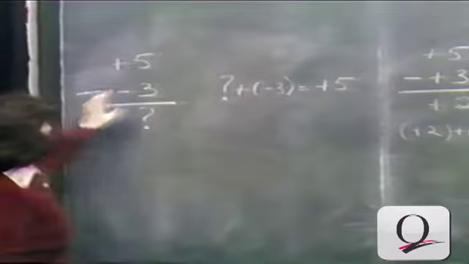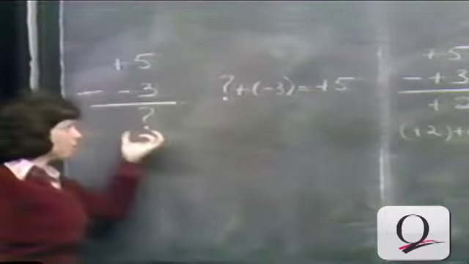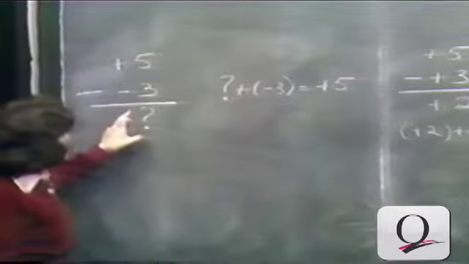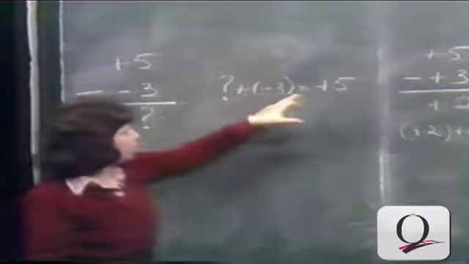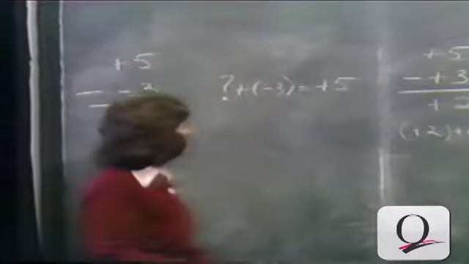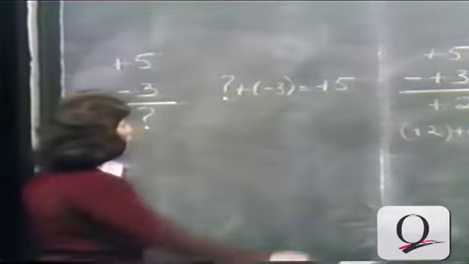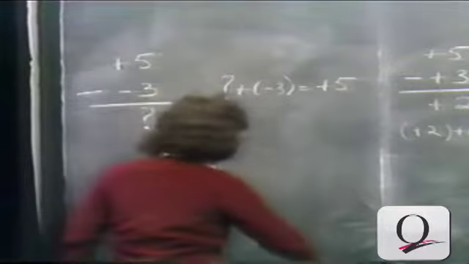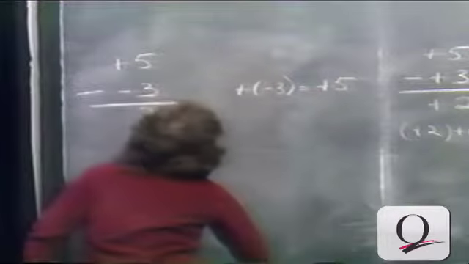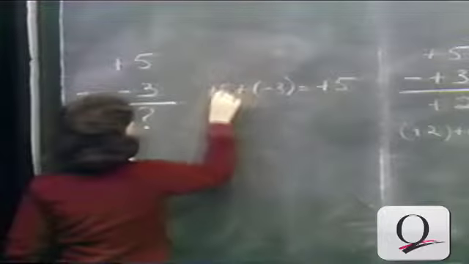5 take away minus 3 is something. Whatever this answer is, it must be true that this number added to minus 3 gives you plus 5. Well, if you think about addition of signed numbers, it doesn't take too long to figure out what must go in here. We want the answer to be plus 5. Let me tell you the answer, and then you'll look at it. I claim the answer is plus 8.